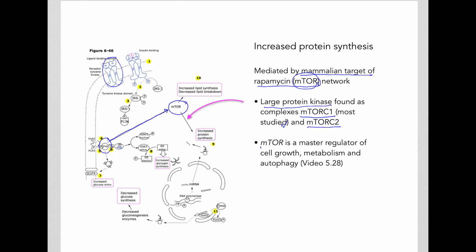Now, mTOR, this mammalian target of rapamycin, is a master regulator of several processes in the cell, including cell growth, as well as various metabolic pathways, as well as autophagy. And we discussed mTOR in a previous video 5.28. So insulin basically will activate, especially this mTORC1, which is the most studied.